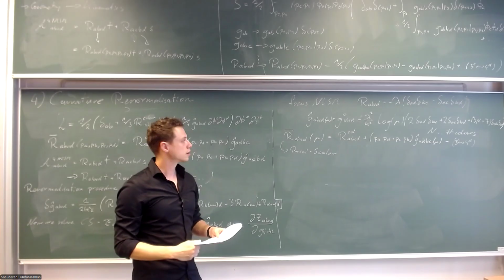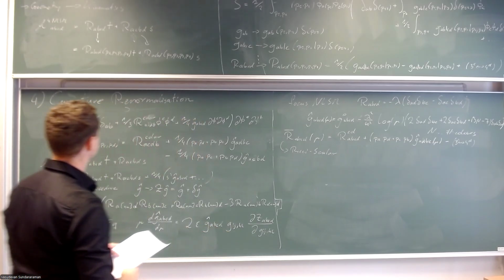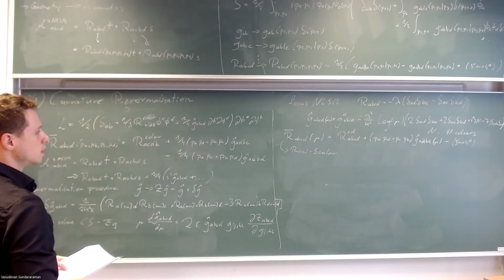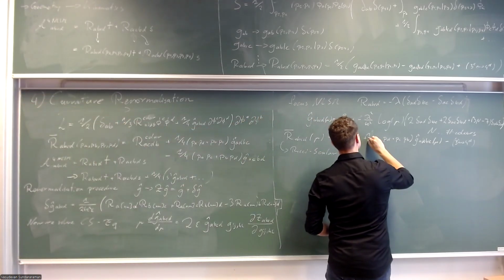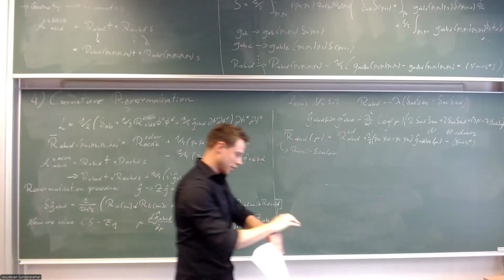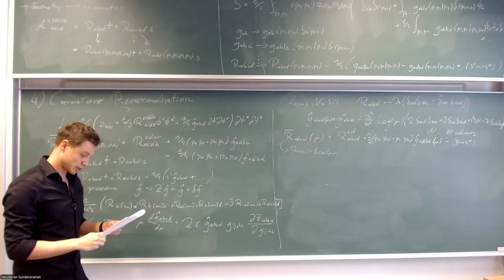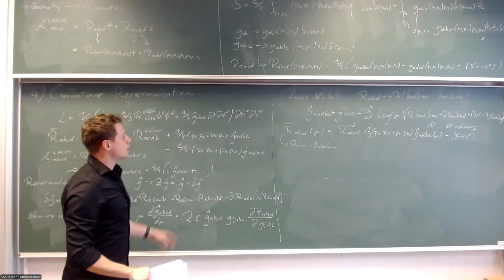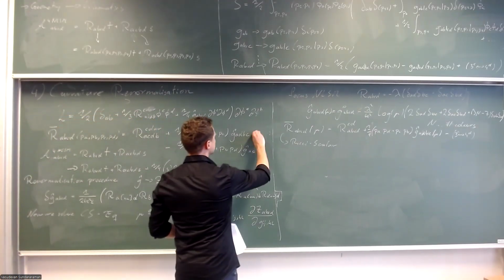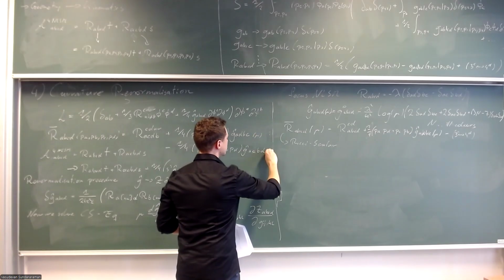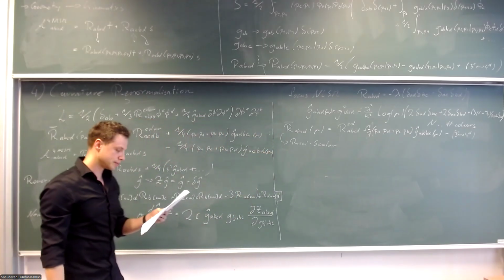Why did the 1/4 vanish? I'm sorry, it was a mistake. I was afraid to run a bit late, that's why I skipped the line. It's just this one, but now we have the addition of the new RG-improved terms.